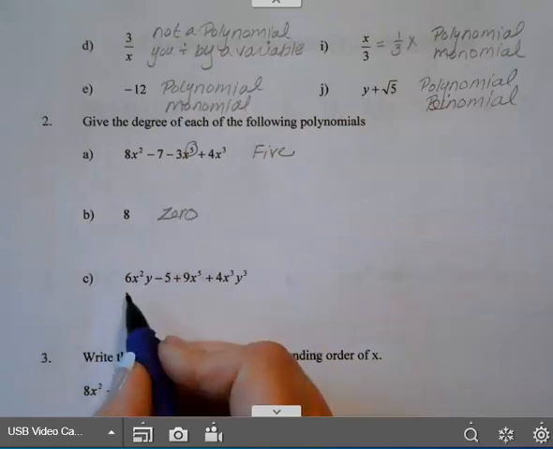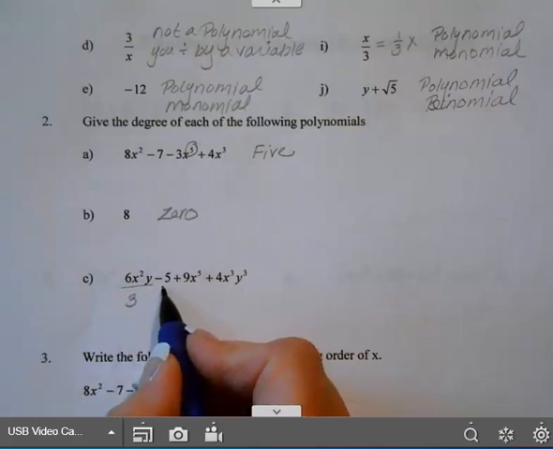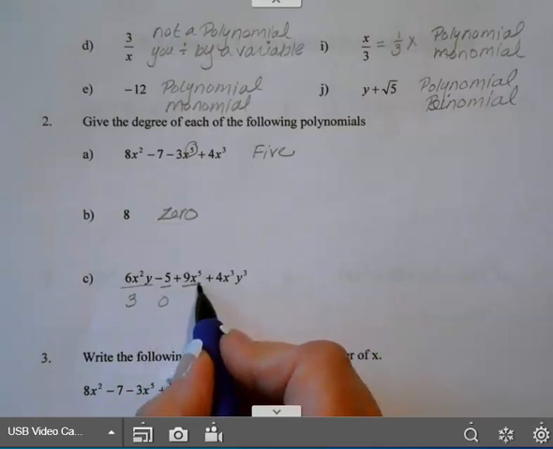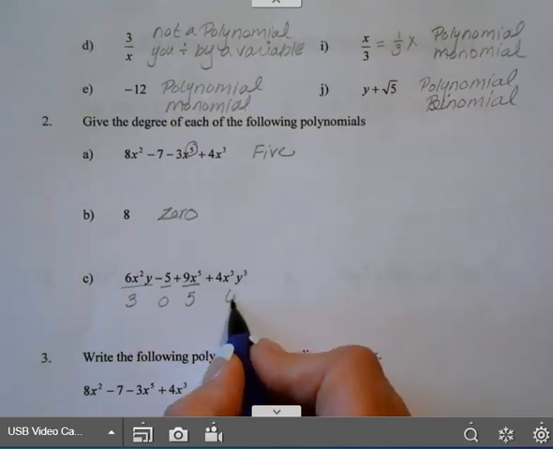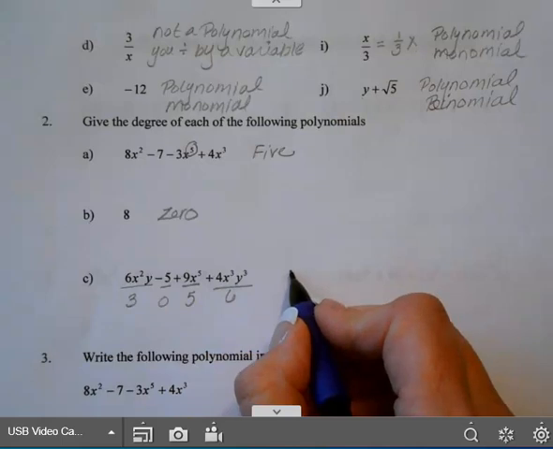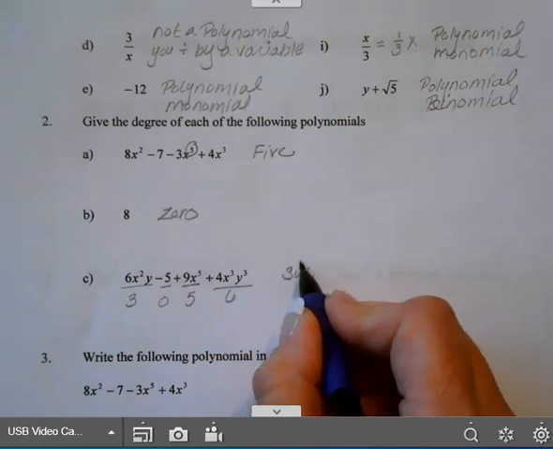And let's look at each of these separately. This first term has a degree of 3. My next term has a degree of 0. 9x to the 5th has a degree of 5. And if I add my exponents here, that has a degree of 6. So the highest one there is 6. So that is the degree of that polynomial.